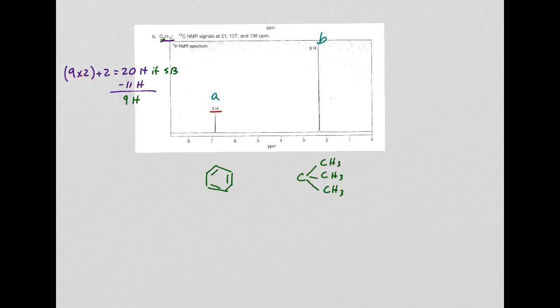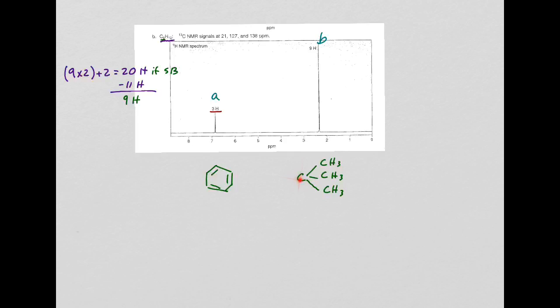But when I look at this, I have 9 hydrogen, right? So this has 6 hydrogen. And 1, 2, 3, this has 3 hydrogen. 6 plus 3 is 9. So I've already accounted for every single carbon I need.